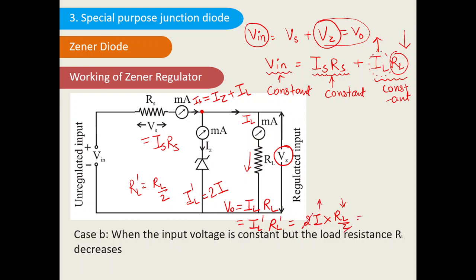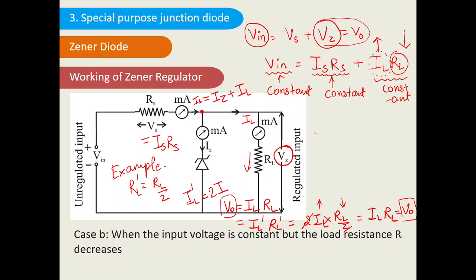So the 2 value will get cancelled. What value we are getting is IL RL, which is nothing but the same VO. So here you can see that VO and VO are both the same. This is just an example. If RL is decreasing, the value of IL has to increase. So how will the IL value increase? The increase or decrease in current happens in the value of IZ only.